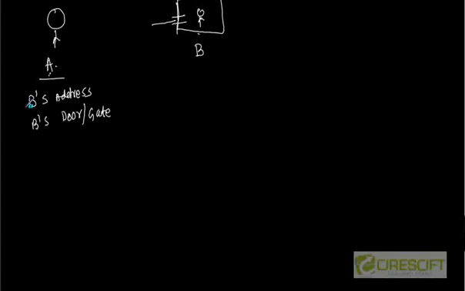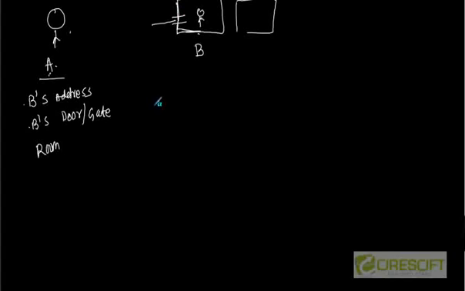So he needs to know B's address, he needs to know B's door, and let's say there are multiple rooms, so we need to know exactly which room B is in. And let's say we have some kind of mechanism to understand that this is A's friend, that means some kind of password or keyword, and only if A matches that, then A is allowed to get in.